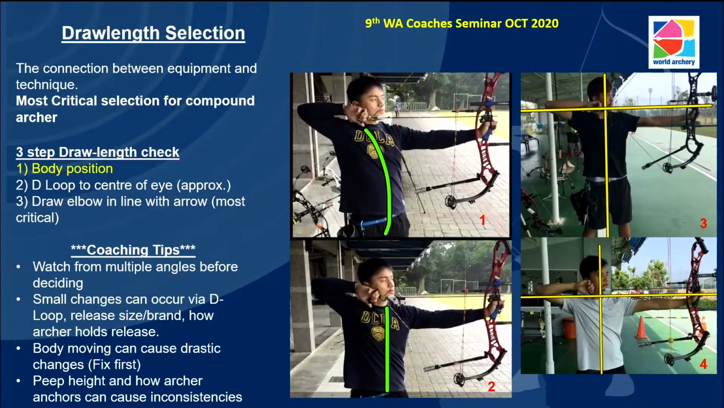So for me, if they're moving that body as they're drawing or as they're at full draw, it can be quite difficult to prescribe or give that athlete the right draw length for their success. But as you know, there are many athletes with that number 1 type position that have been very successful. You can see here in images number 3 and 4, these are 2 Chinese Taipei national team members. This is my preference in terms of how they hold their body posture.